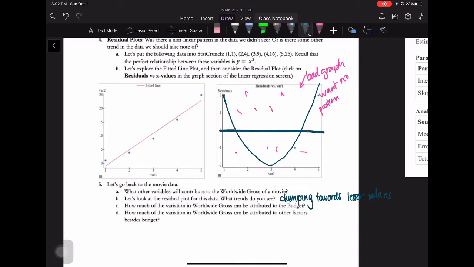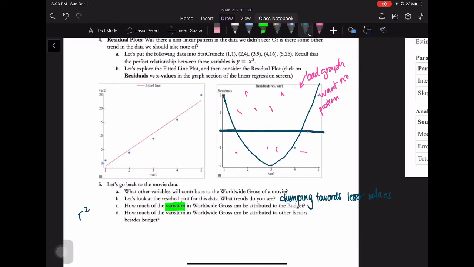What do you think would be some other variables that would contribute to worldwide gross of a movie? What's going to cause a movie to make money or not? That's something where you could start thinking about your confounding variables or lurking variables. How much of the variation in worldwide gross can be attributed to the budget? That is calculated by looking at R squared. We've been looking at R, our correlation coefficient, but when you start to throw in the word variation, what that means is you're looking at R squared.